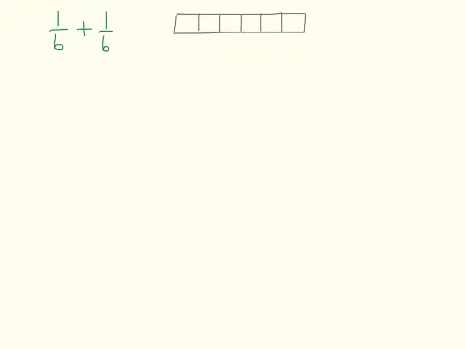Another way of adding fractions is to use fraction strips. 1/6 plus 1/6, there's 1/6, there's 1/6. We have, when we count, 1, 2, out of a possible 3, 4, 5, 6. So we have 2/6. But 2/6 isn't actually lowest terms.